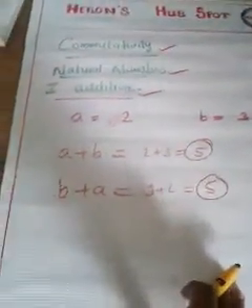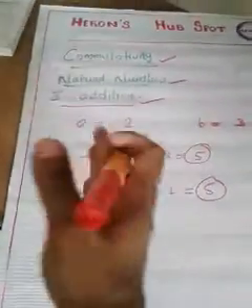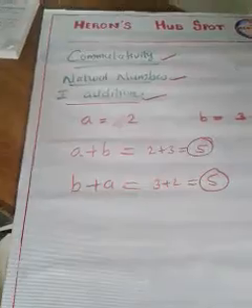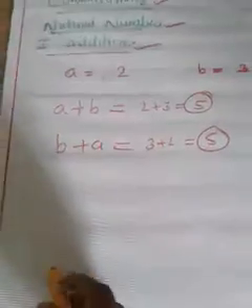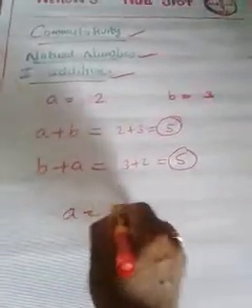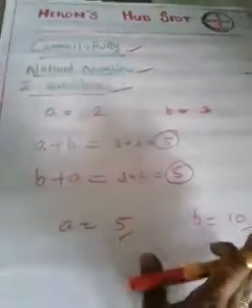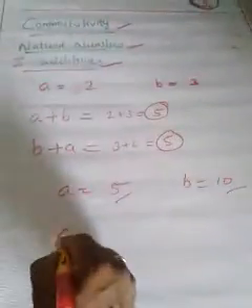But as in the closure property, with one example we cannot say it is commutative. We have to check whether there is any other example violating this. Can you choose some more examples? Say A is equal to 5 and B is equal to 10. These A and B should always be natural numbers. See, 5 and 10 are natural numbers. And calculate A plus B and calculate B plus A.